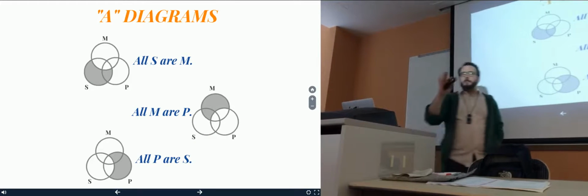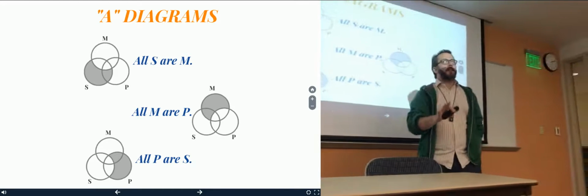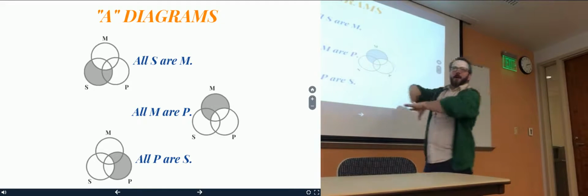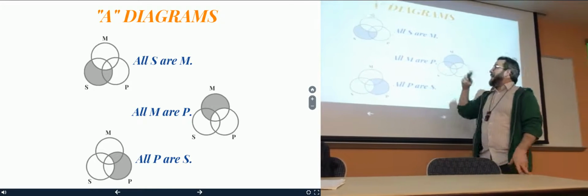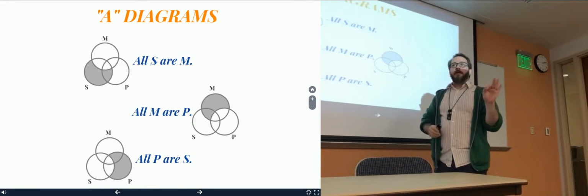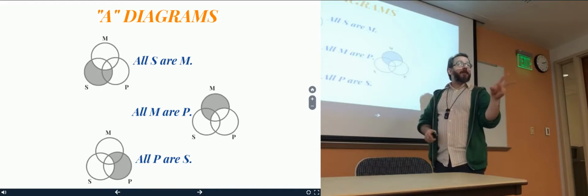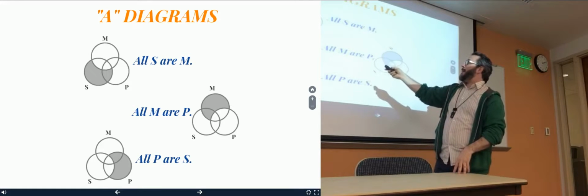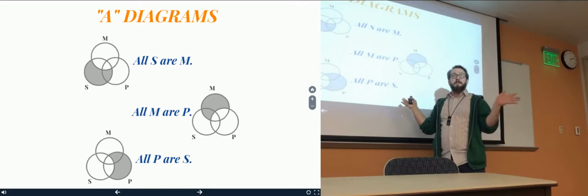So, first, let's recognize that this is not really all that much more complicated than what we've been doing already. If I want to do an A diagram in this horrible, complex, nasty mess of 3 circles, all I need to recognize is that any given A statement is only ever talking about 2 things. I have 3 circles on this Venn diagram, but I'm only going to be talking about 2 of the categories. So for all S are M, I'm talking about S's, I'm talking about M's, but I'm not talking about P's at all. So just forget that the P circle is even there. Just ignore it.